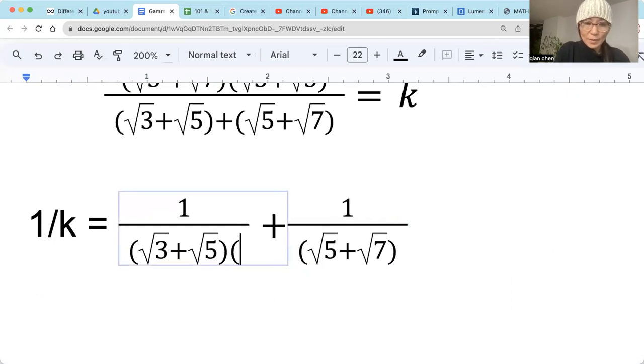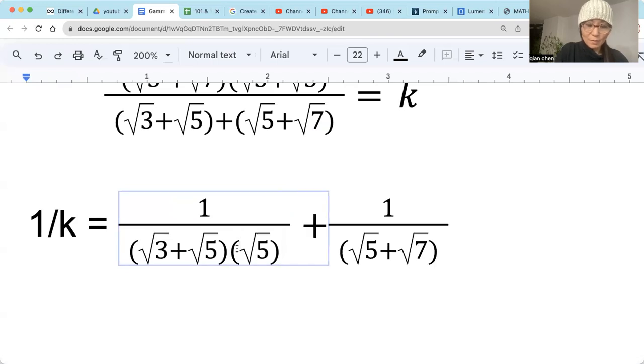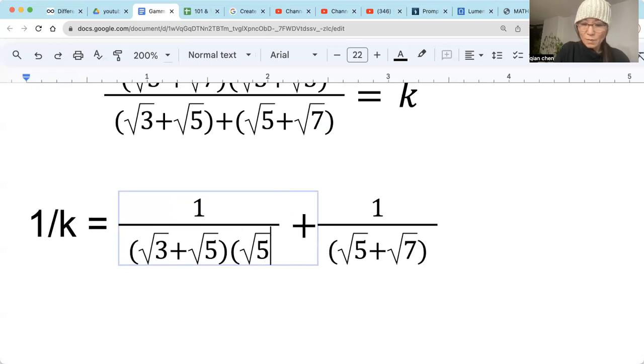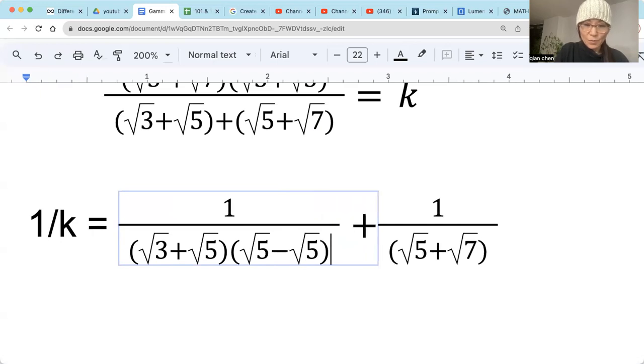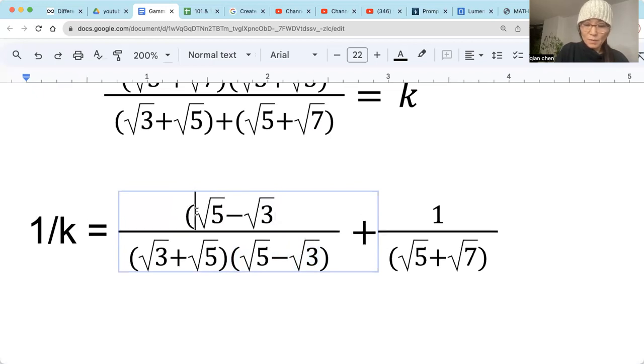So what do I do? I multiply by its conjugate. I remember, square root of 5 minus square root of 3 for the first one, divides itself. I have to do the same for the numerator because I can only multiply by 1. And this 1 is something divides itself. In this case, it's square root of 5 minus square root of 3 divides itself.